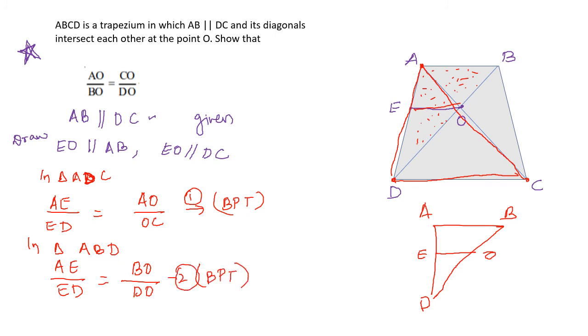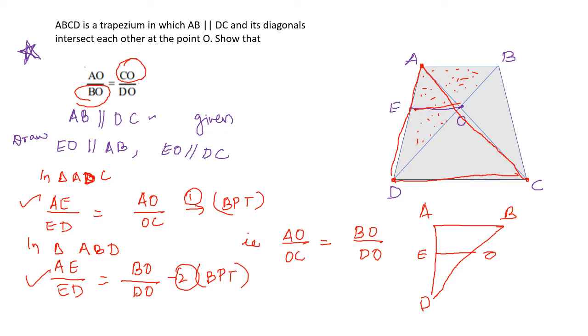Now you see the two equations, AE by ED. Right hand sides are equal. So what about the left hand side? That is, AO by OC is equal to BO by DO. Is that what we have to find? No. We have to find AO by BO, where BO should be down. But here BO is above. OC should be up. Can you see?